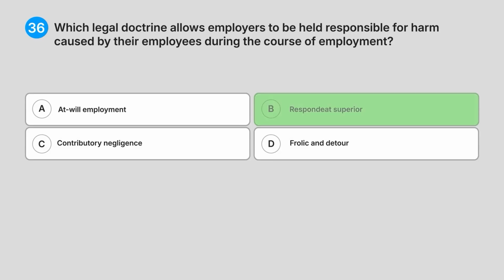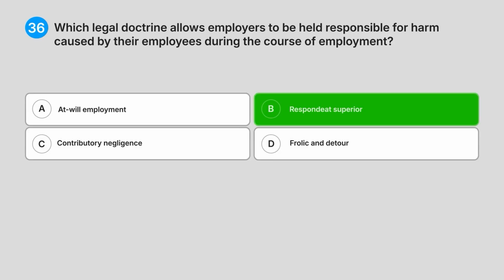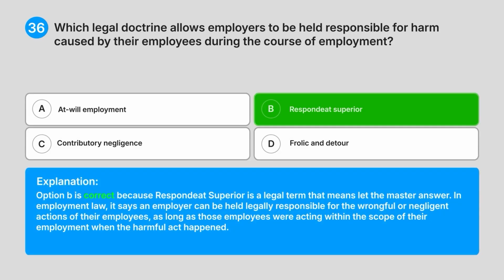Correct answer, B. Respondeat superior. Explanation. Option B is correct because respondeat superior is a legal term that means let the master answer. In employment law, it says an employer can be held legally responsible for the wrongful or negligent actions of their employees, as long as those employees were acting within the scope of their employment when the harmful act happened.